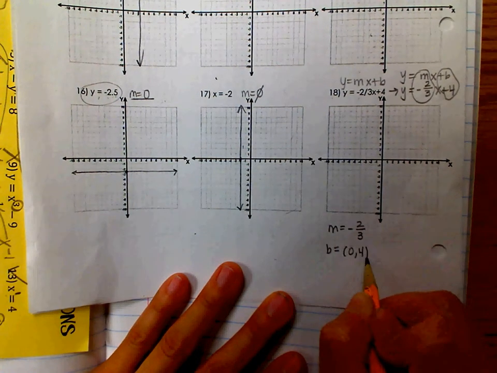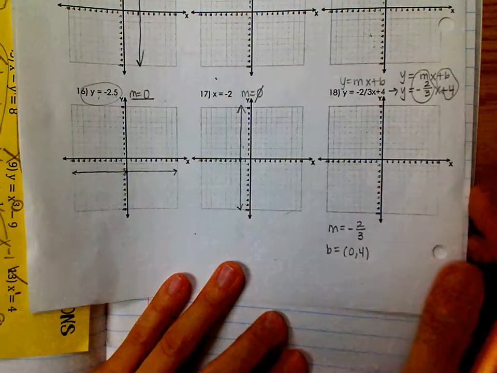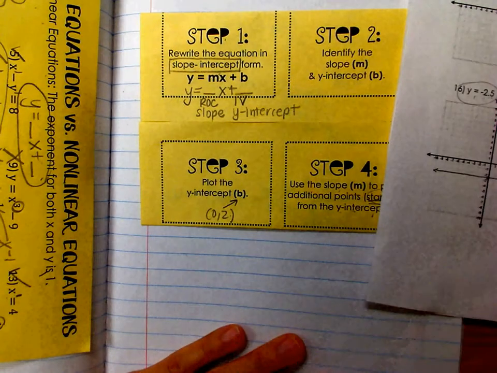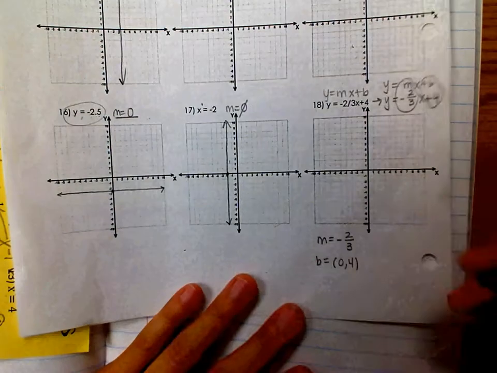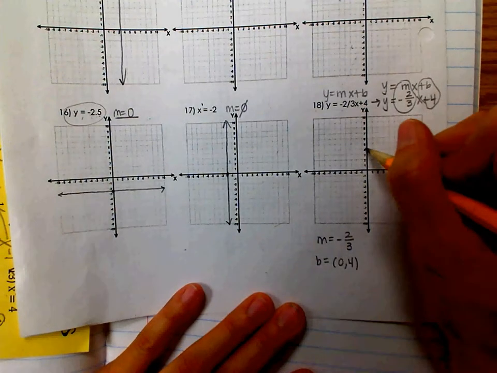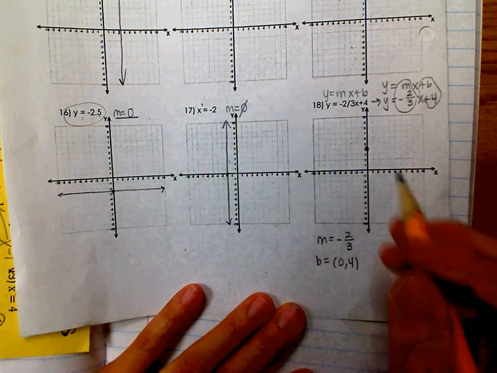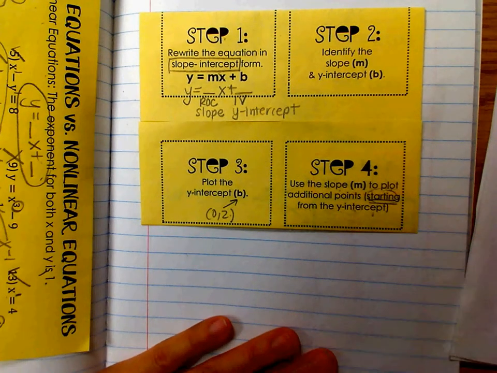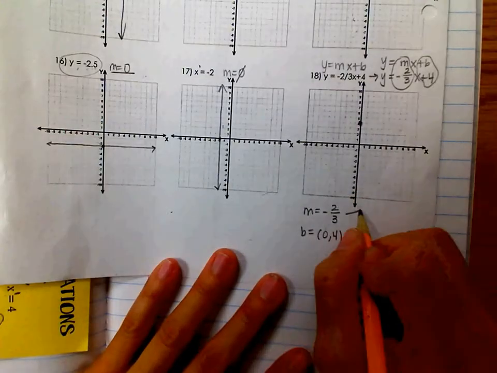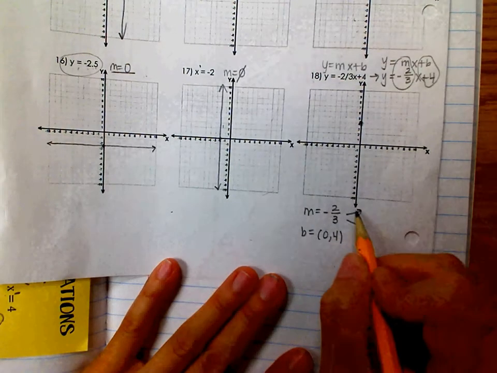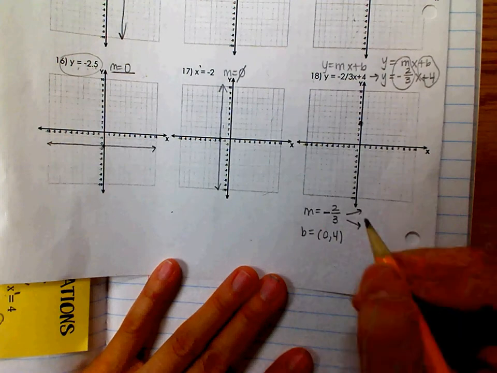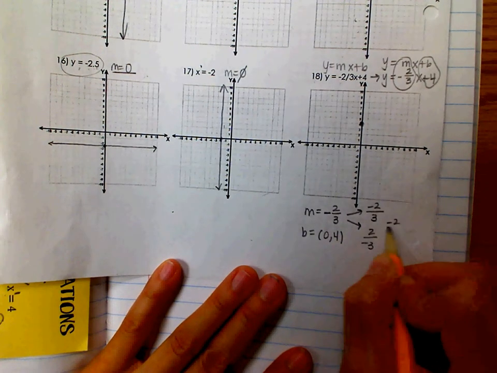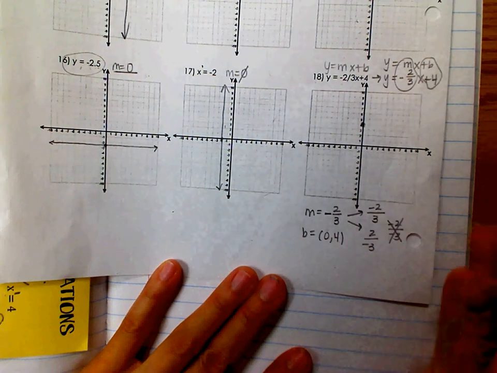Okay, so step 3 says to plot your y-intercept, which is (0, 4). So let's plot it. Where is (0, 4)? Right there. Okay, and then step 4 says use the slope to plot additional points starting from the y-intercept. So we need to use the slope. Now, I'm drawing 2 arrows because that negative needs to go somewhere, okay? So you could either put it to the top or to the bottom, but do not write it to both because that'll change it to a positive. We need it to be a nice negative.